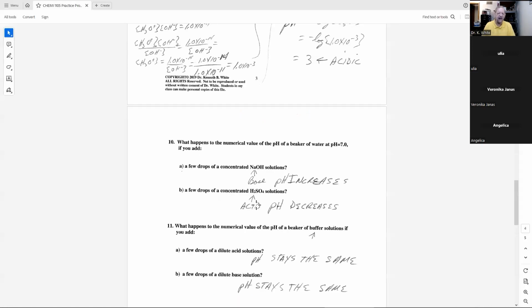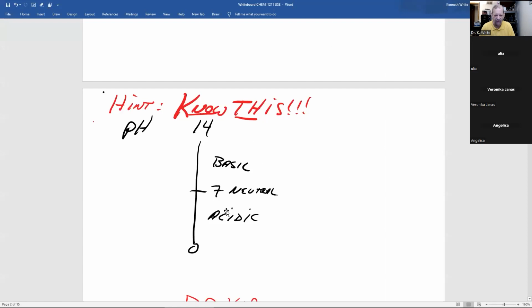Now, what happens to the pH of a beaker of water at 7.0 if you add a few drops of concentrated H2SO4? Well, you have to know H2SO4, sulfuric acid, is an acid. And when you add an acid, the pH decreases. How do you know that? Because you know the scale. When you're at 7 and you add an acid, the pH decreases, goes down. You could have put "goes down," or even written an arrow pointing down, which would be all acceptable answers.